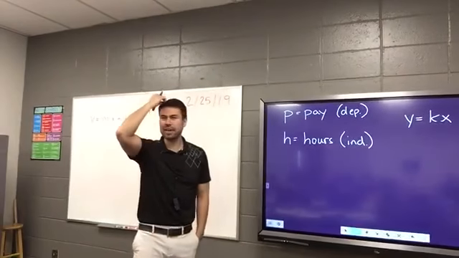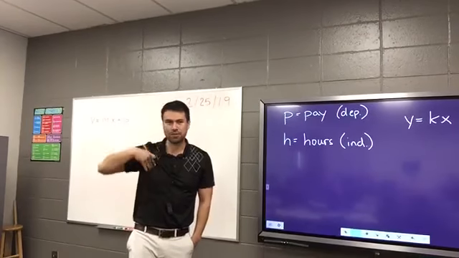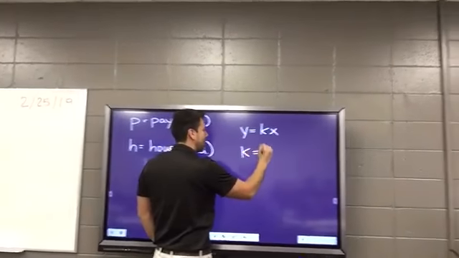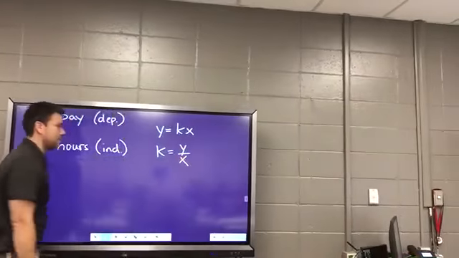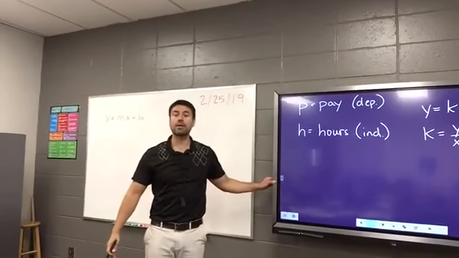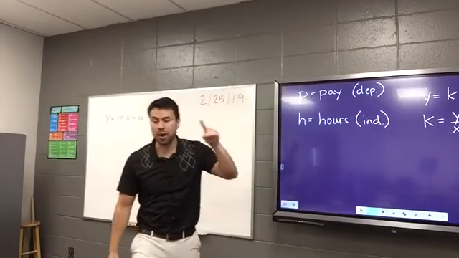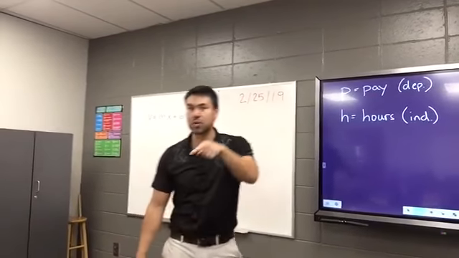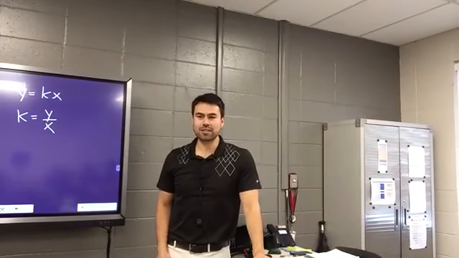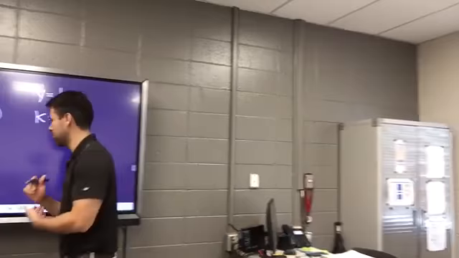And how do we find k again? How did we find k every time, basically? Yeah, k is found by y over x. Yep. So that's how we find our k value. Now, in the problem, it says Brian's pay varies directly as the number of hours worked. It is a direct variation. But how am I going to use that to solve these problems? Here's what I want you to do.